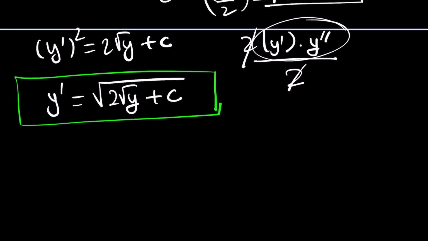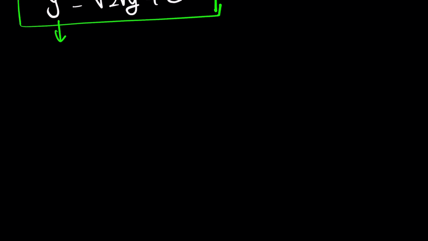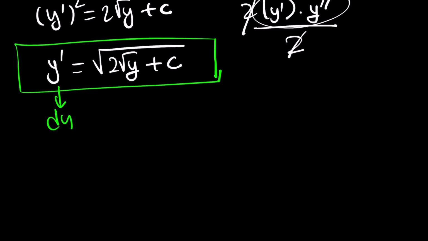But what is y? We haven't found it yet, right? Exactly. So let's go ahead and find y from here. But how do you find y from here? That's a good question, right? So I'm going to show you. This one is a separable equation, and there's no x in it. So this is going to be dy over dx equals square root of 2 root y plus c.